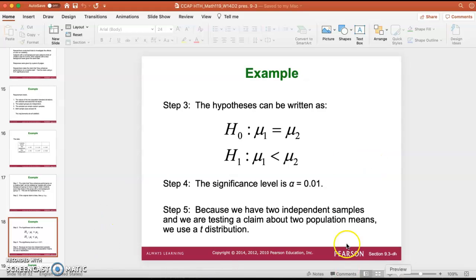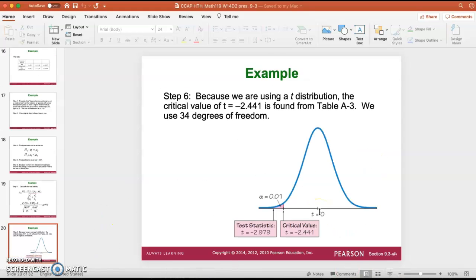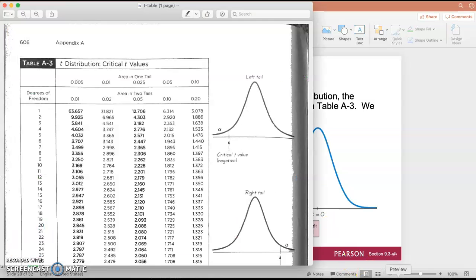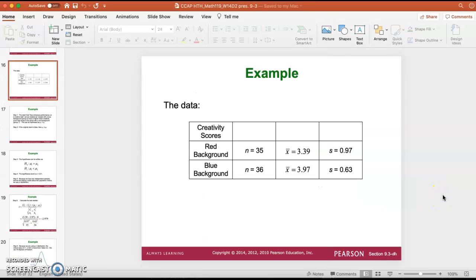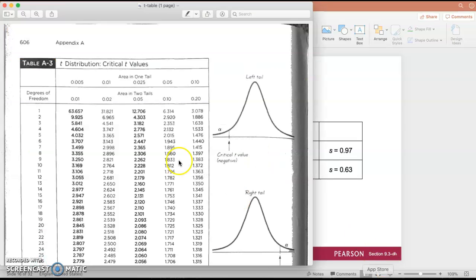Okay, so then when we come to the t-table, the area we want to look in is this area in one tail, because we're doing a left-tailed test, since it's a less than scenario. So we're looking in this column here, and for degrees of freedom, again, we're using the conservative one, which is just the smaller of the sample size minus 1 or the sample size minus 1. So of course this one's going to be smaller, so degrees of freedom of 34.